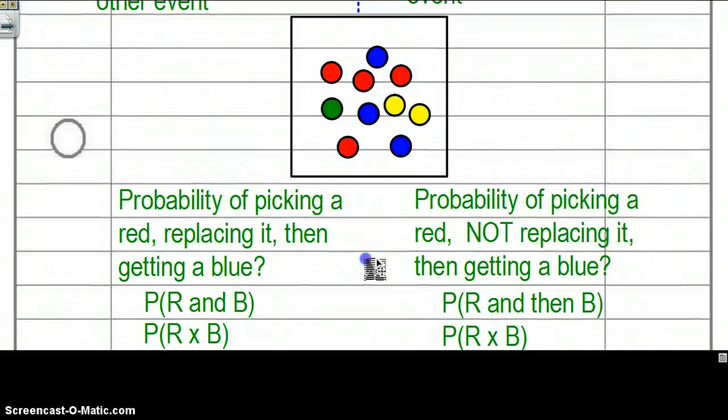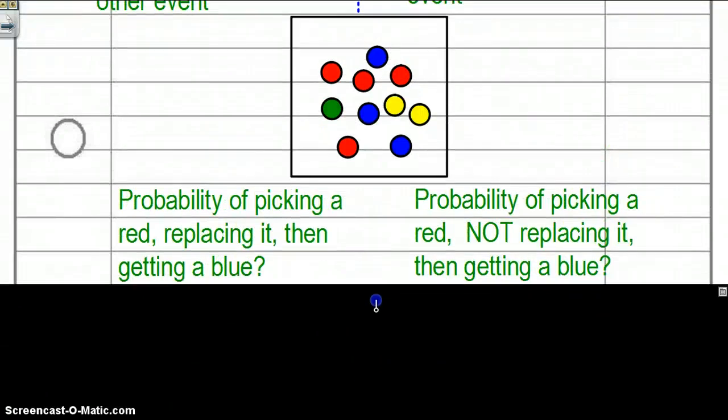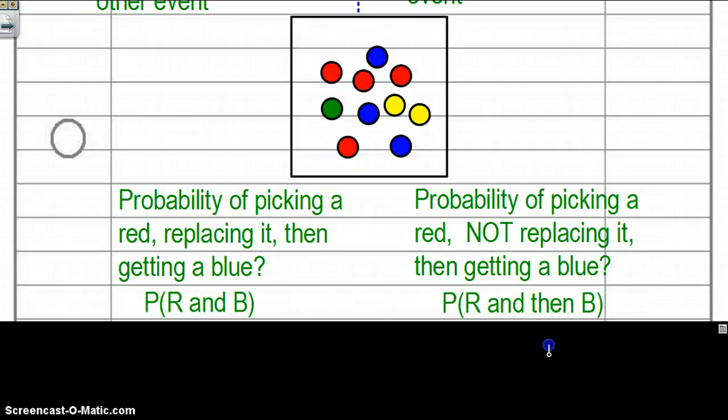Now let's do one that is a dependent problem. The probability of picking a red, not replacing it, that is a big deal. If you read that in a word problem or you ever see it, underline it. You want to make sure that you know you're not putting that back. And then getting a blue. So we basically start out the same, but I like to write the probability of red and then blue because something is changing this time.